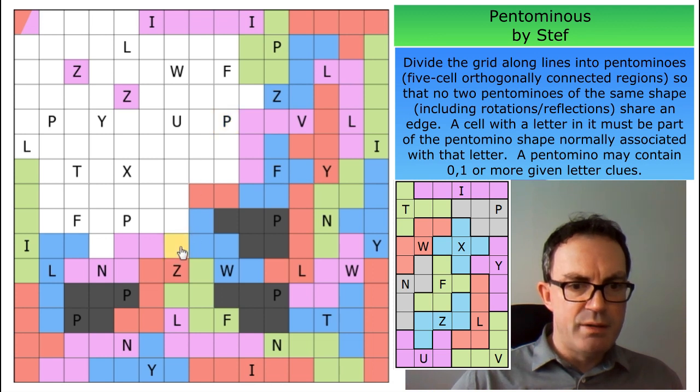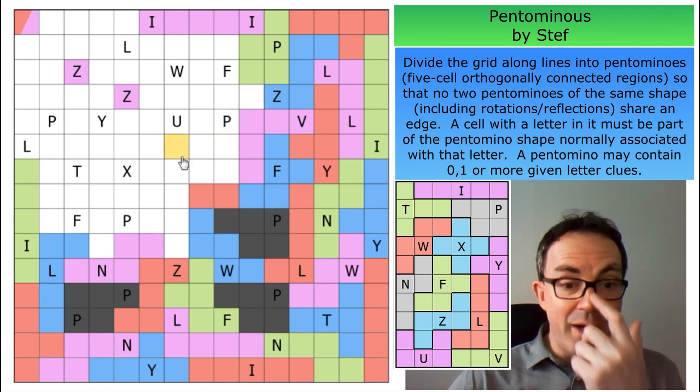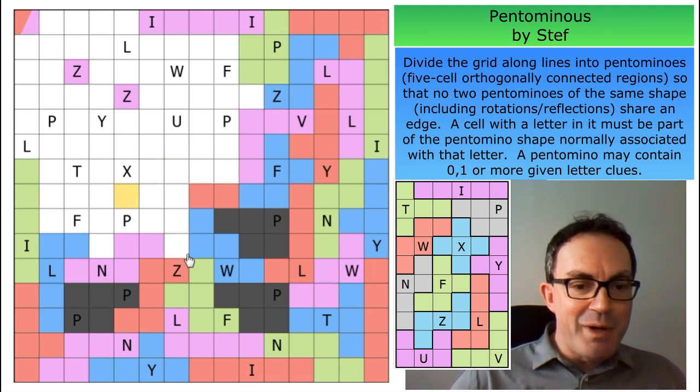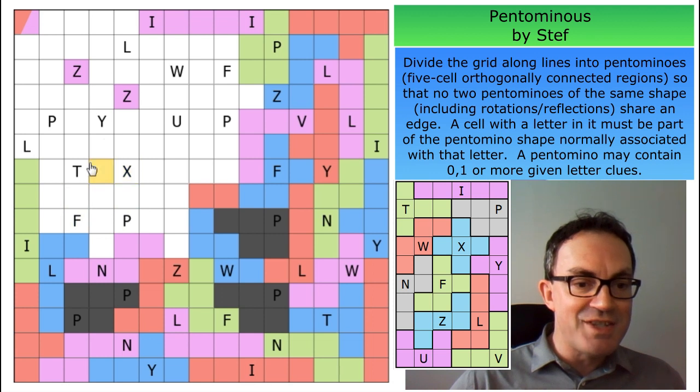This square. Oh, good grief. Right, this is part of a V. This square here, I was just noticing, can't be part of the P. It can't be part of any other lettered cell in the grid. So what can it reach?